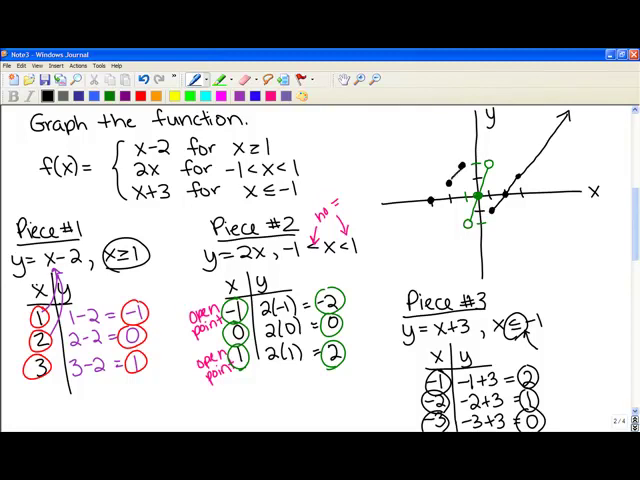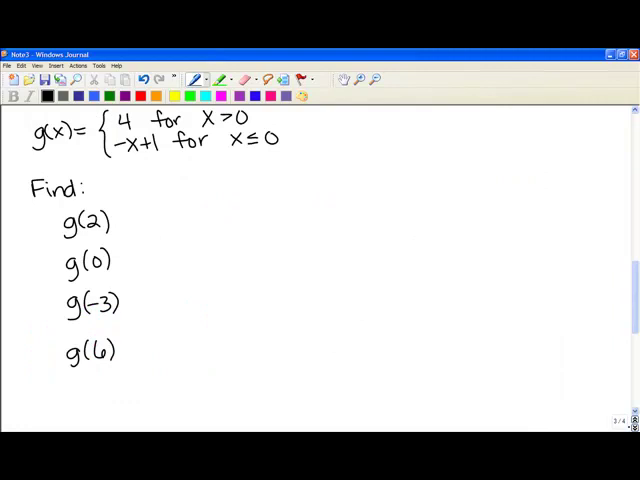So we'll connect these dots and keep the function going over to the left. Since x is less than negative 1, it keeps on going. Alright, so we just graphed this piecewise function with 3 different pieces. Now let's look at one more.